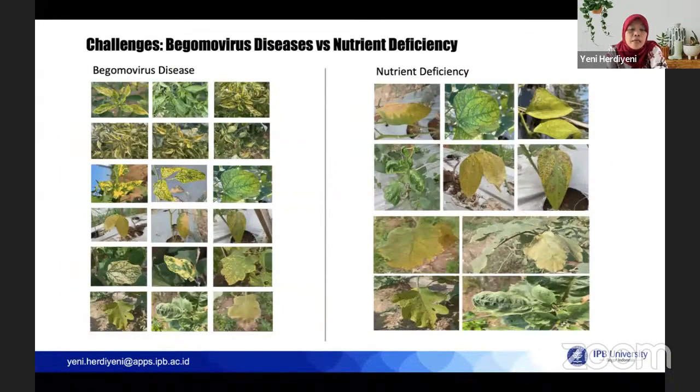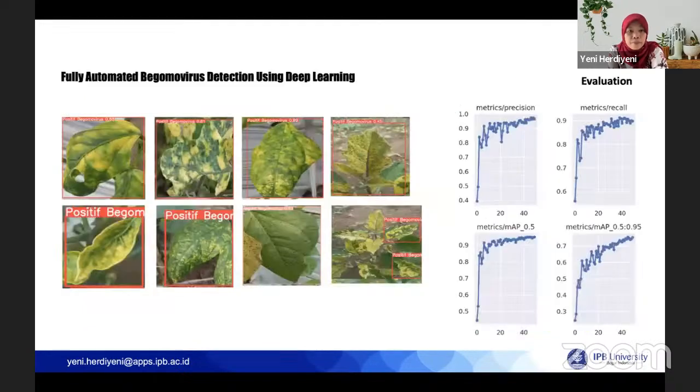From here, we have challenges to detect this disease. On the other hand, we also found similar symptoms of nutrient deficiency. If you can see from the screen, begomovirus disease and nutrient deficiency have almost similar symptoms. So this is our challenge, to construct a good model to differentiate these symptoms.